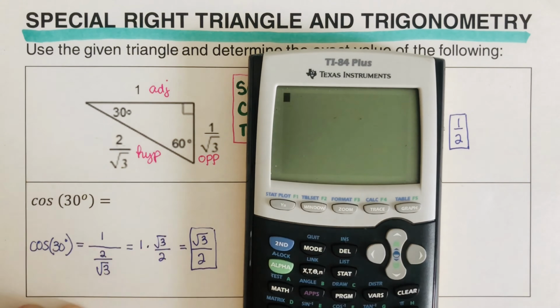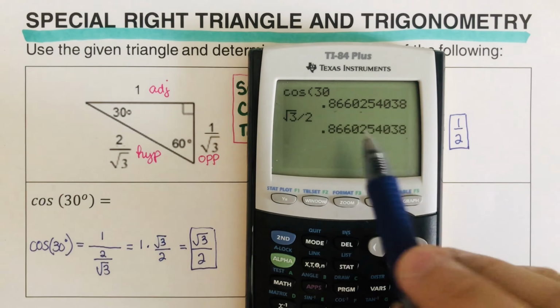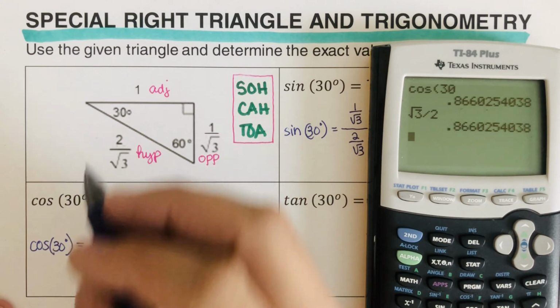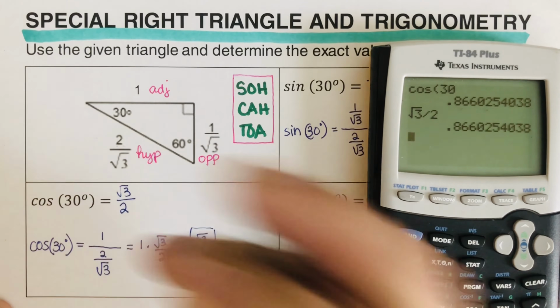First, cosine of 30. That is the value for cosine of 30 in decimal form. Now let's put this into the calculator and see if they match up. Square root of 3 divided by 2 is the same value. So cosine of 30 is actually square root of 3 over 2.